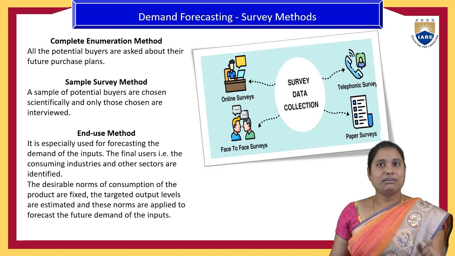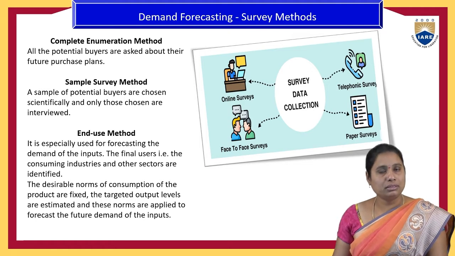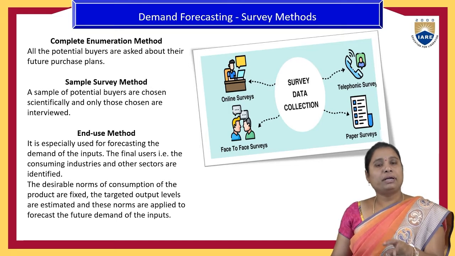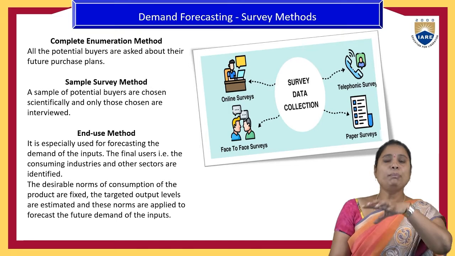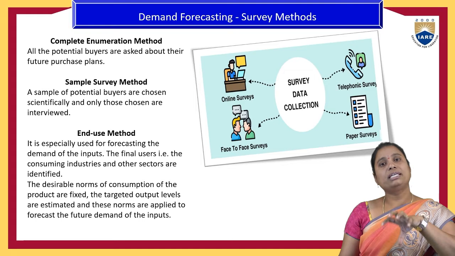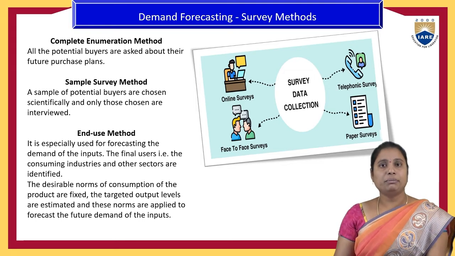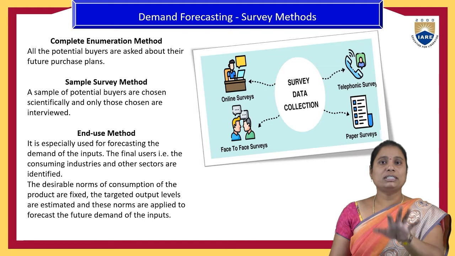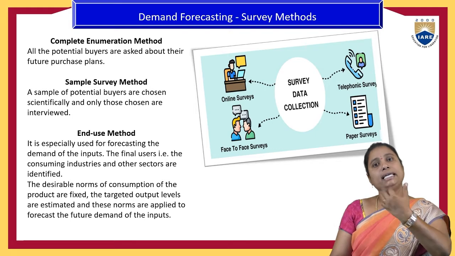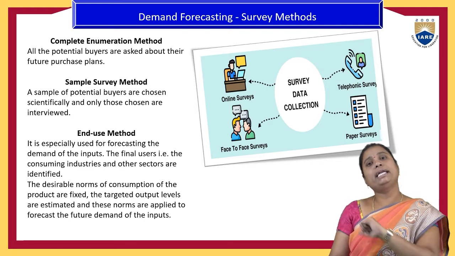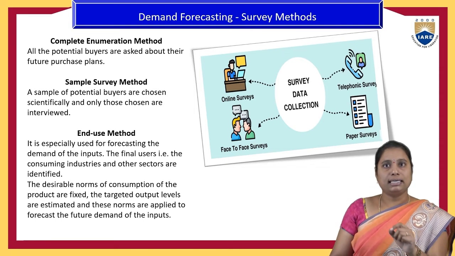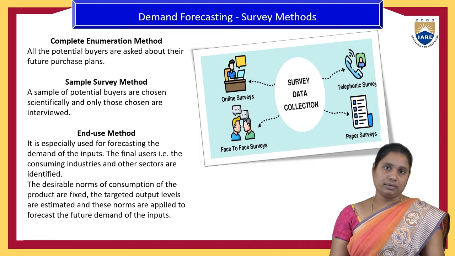In the first method, the complete enumeration method, all the potential buyers are asked about their future purchase plans. So the maximum number of buyers for the target product will be estimated. That means, let us say the population is 100, out of the 100, maximum 90 potential buyers, 90 or above 90 people's opinion is going to be collected. That is called the complete enumeration method.